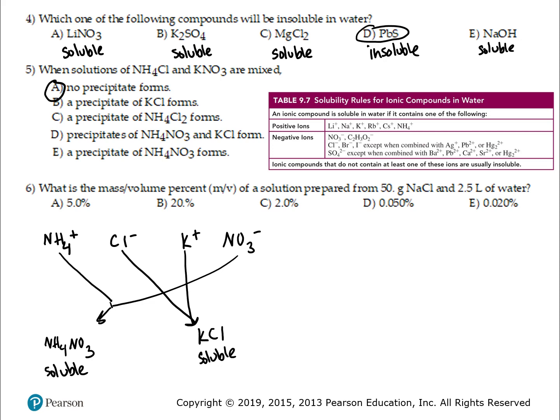So we have to take solubility into consideration, because these two compounds are soluble. That means you're just going to have all the same ions floating around in solution. A precipitate means that you have a solid formed as a product. In order for something to be a solid, it has to be insoluble. So you have to use the solubility rules to figure out if you're making something insoluble.